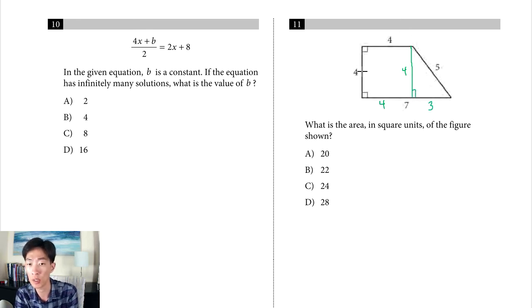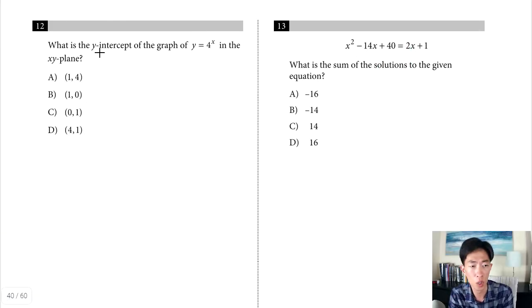So the area of the square is 4 times 4 is 16. The area of the triangle is going to be 1/2 base times height, which is going to be 3 times 4, which is 12. So 1/2 of that is 6. Add that to 16, and the answer is 22. So that's the area of the whole figure.